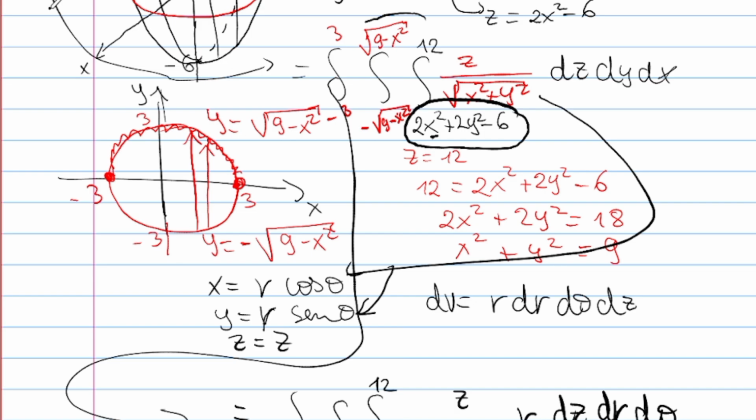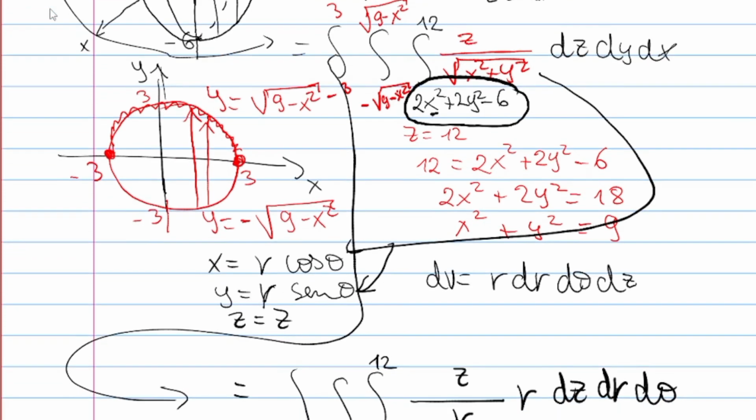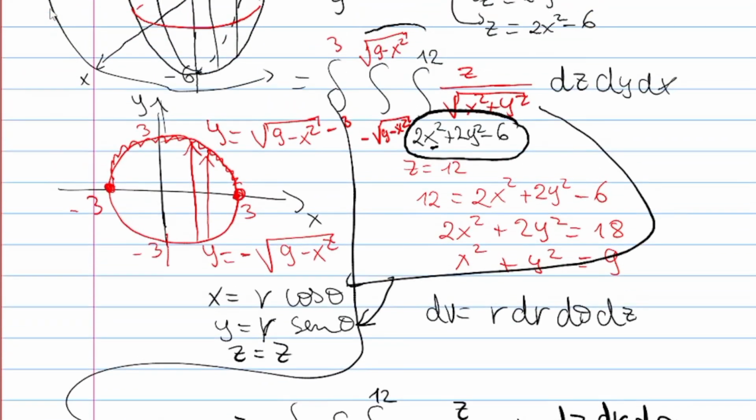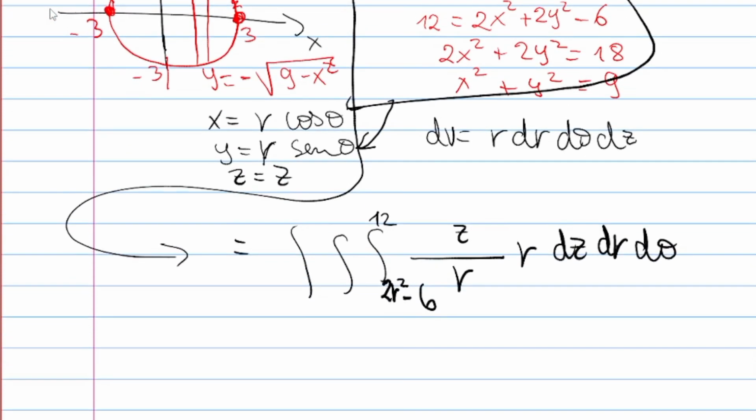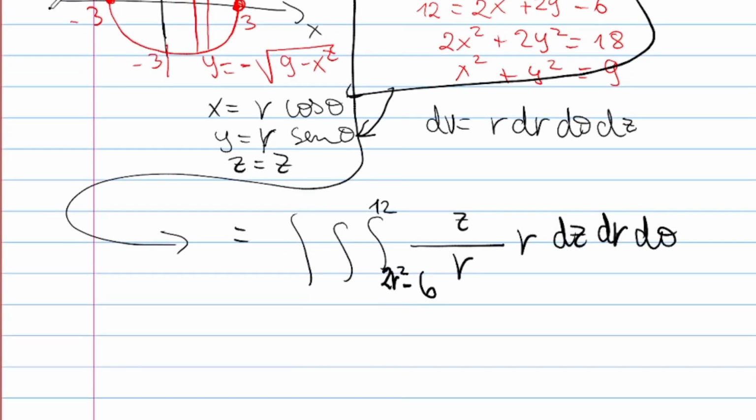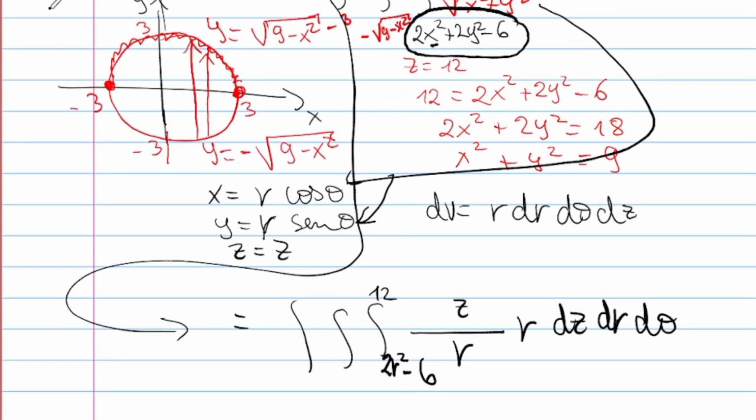And here there's no need to replace, because you are still going to use this r. You are going to use r going from 0 to 3, and theta from 0 to 2 pi.